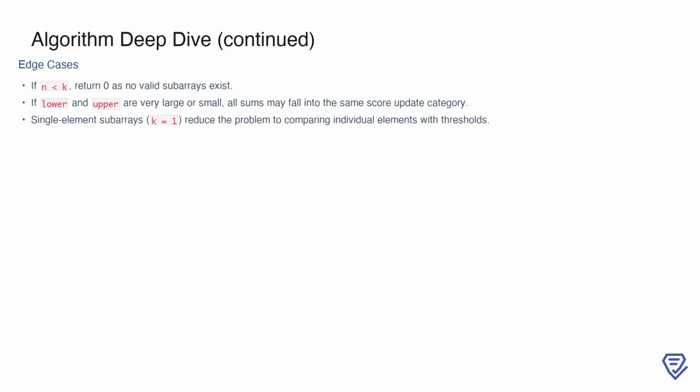If the array length n is less than the subarray size k, no valid subarrays can be formed, so the function should return 0. When the thresholds lower and upper are set to extreme values, all subarray sums may fall into the same scoring category, meaning the score will be consistently positive, negative, or 0. For single-element subarrays, where k equals 1, the problem reduces to comparing each individual element to the thresholds. These considerations ensure the algorithm accounts for all possible scenarios, providing accurate results across diverse inputs.